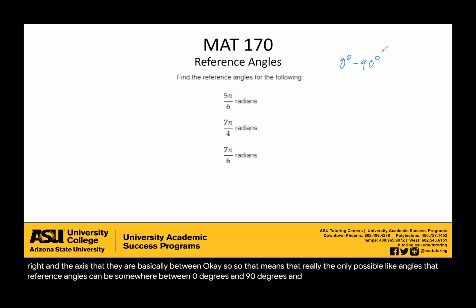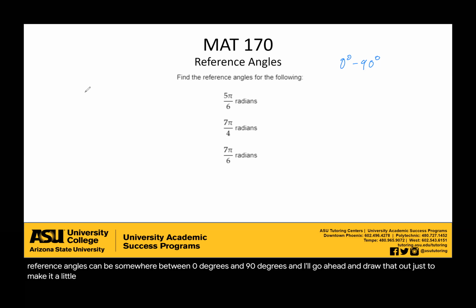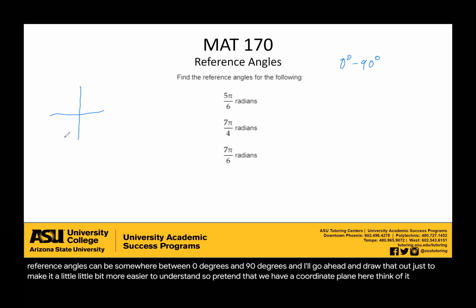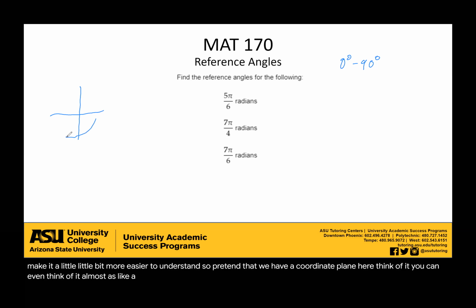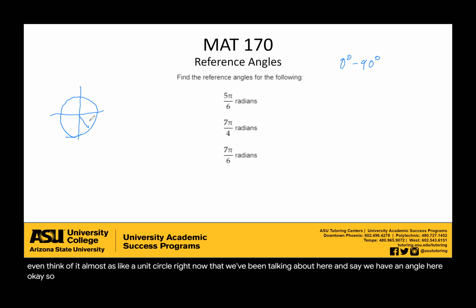I'll go ahead and draw that out to make it easier to understand. Pretend that we have a coordinate plane here. You can even think of it almost like the unit circle that we've been talking about. Say we have an angle here. With reference angles, like I said, it's the closest angle to the x-axis.